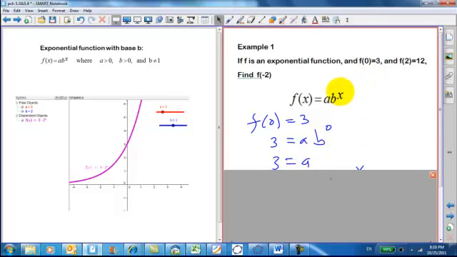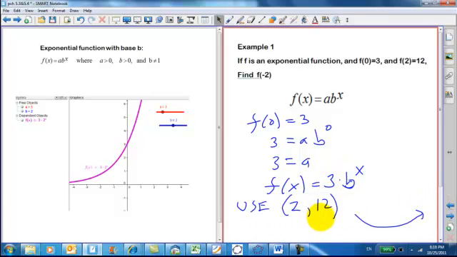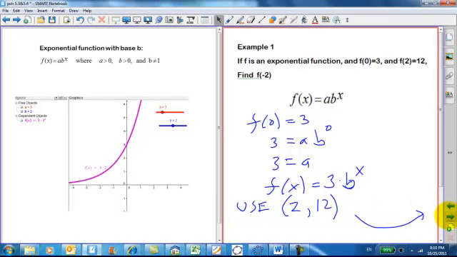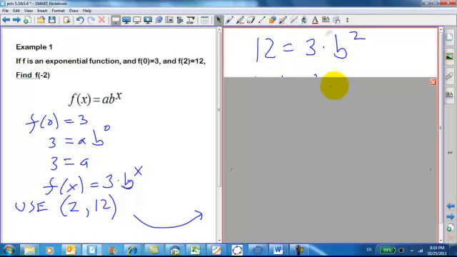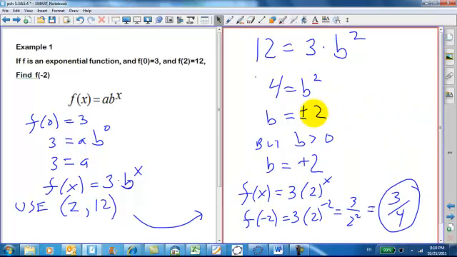And we talked about this concept that a is the y-intercept on an exponential function. So you could have just jumped right to that and gotten to our f of x equals 3 times b to the x power. We still don't know the constant b, and we can get that by putting in the other point, (2, 12). So we put in 12 for y and 2 for x, and solve the resulting equation. 4 equals b squared, and b equals plus or minus 2. Now, we said before the bases have to be positive, so we're just going to take positive 2 for our base. So f of x is 3 times 2 to the x power. And now we can figure out f of negative 2 by putting negative 2 in for x, and we get 3/4.